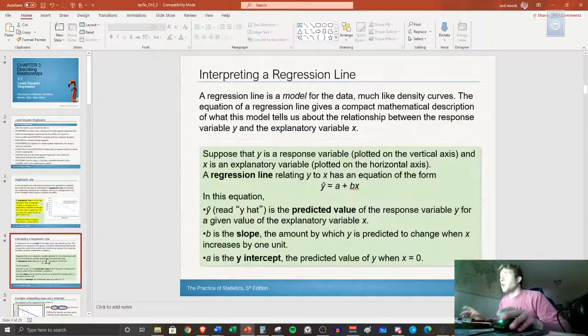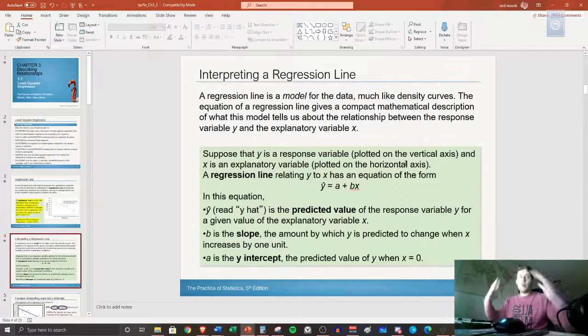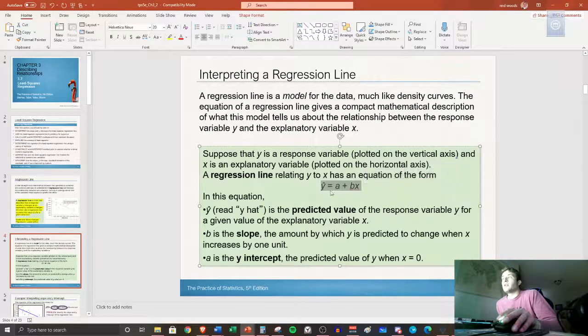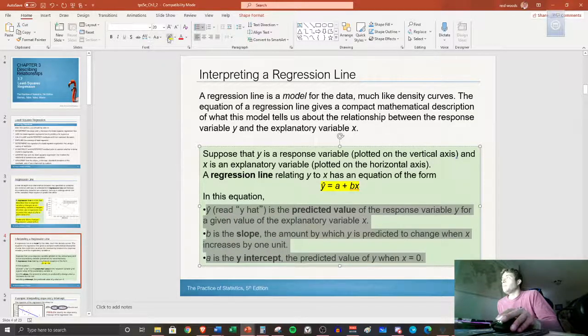So interpreting a regression line, it's a model for the data, sort of like how density curves, like a normal curve, model the data. It gives us a mathematical descriptor about the relationship between y and x, okay? So we have the regression line. Here's going to be our equation, okay? I would actually like you to write that down. And after you write this down, let me highlight it just so y'all have it. That's the line equation, and we have these bullet points. So in this equation, we'll put these bullet points, okay?